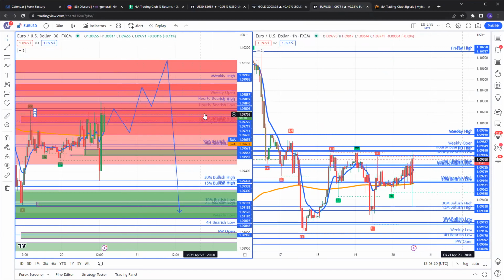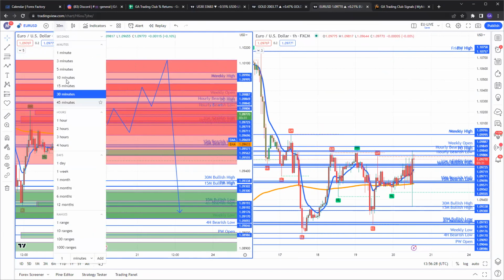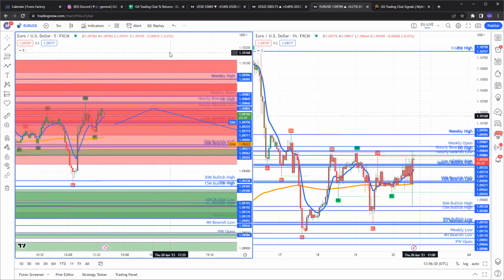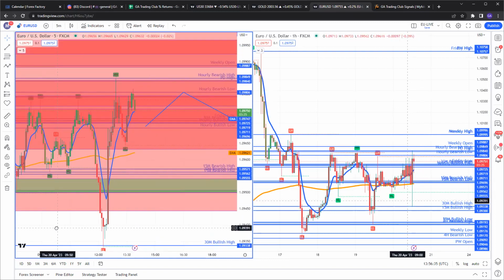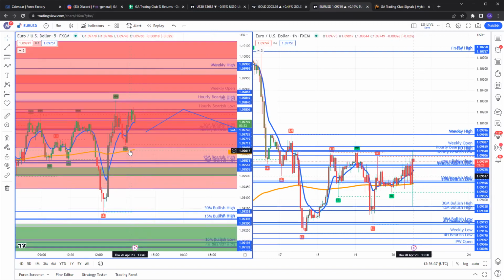EU, we are in our hourly bearish high, hourly bearish low. For EU, we are definitely in a sell. Oh no, wait, no wonder I keep wondering why this chart is not moving. I was in the 30-minute. So we are in a supply zone within a supply zone.